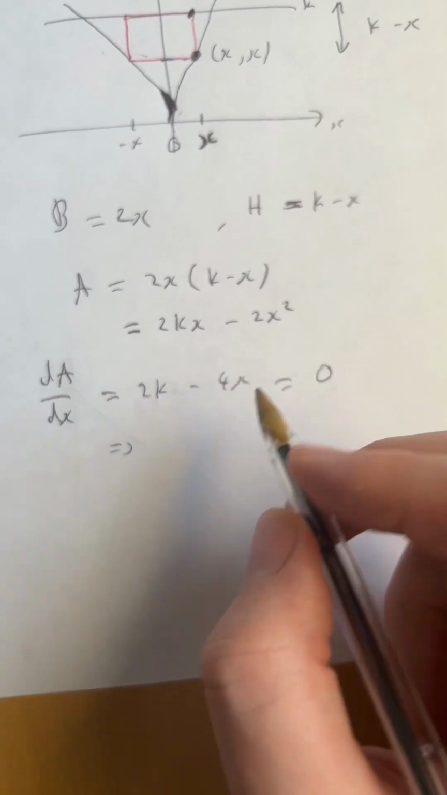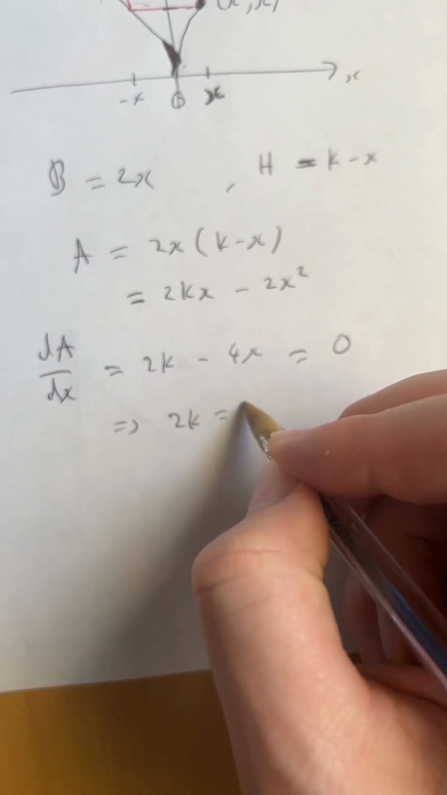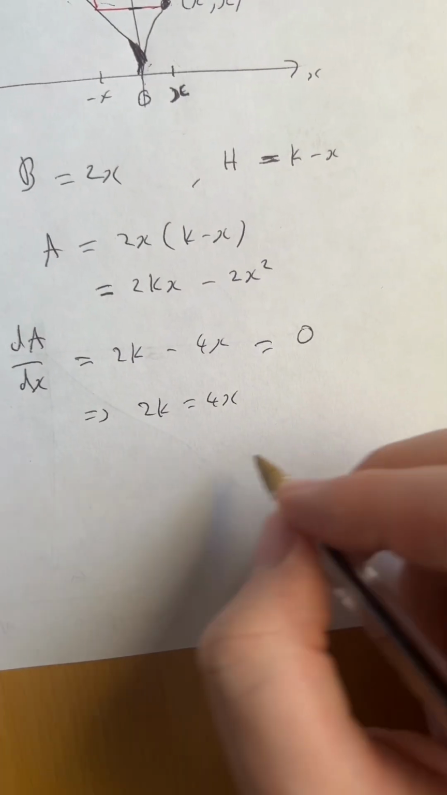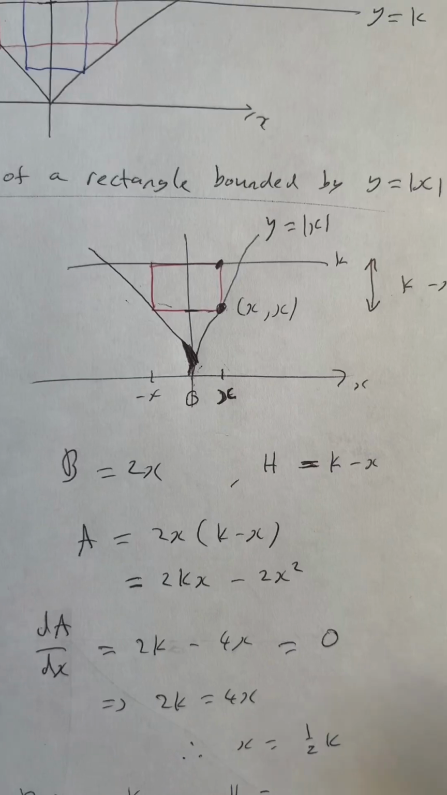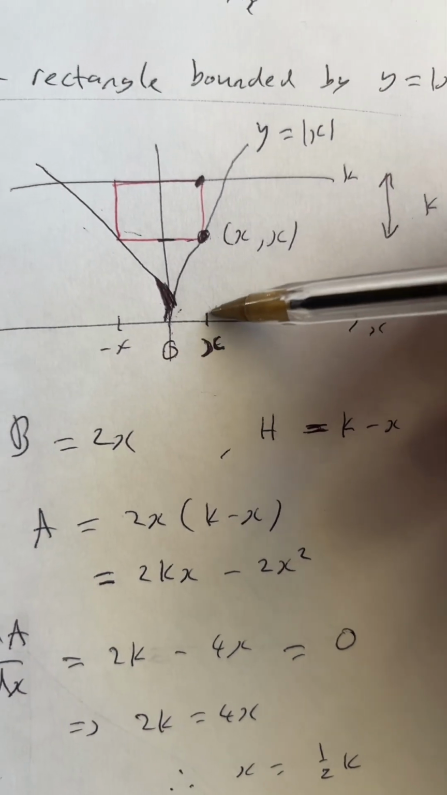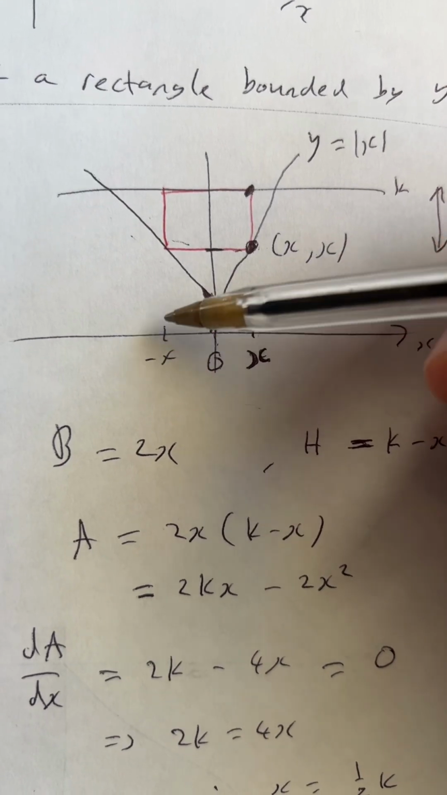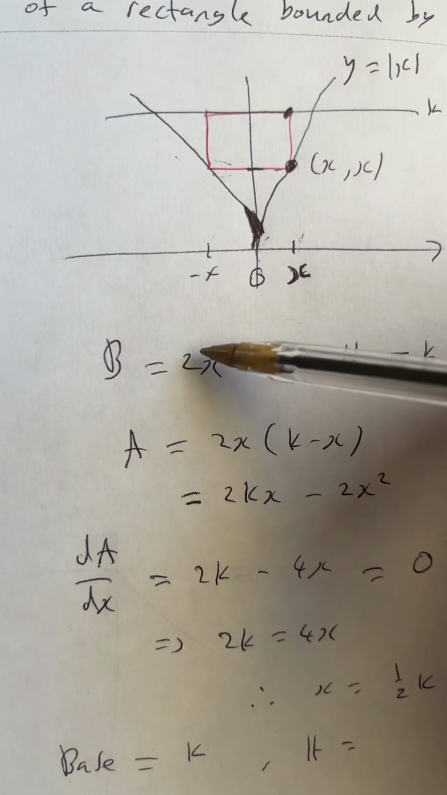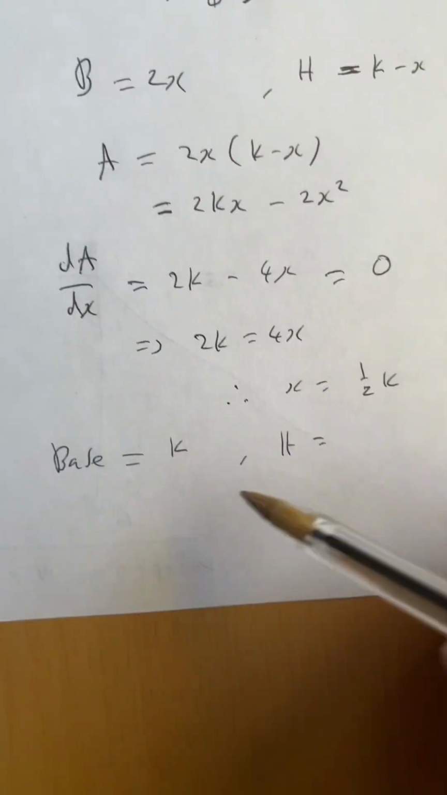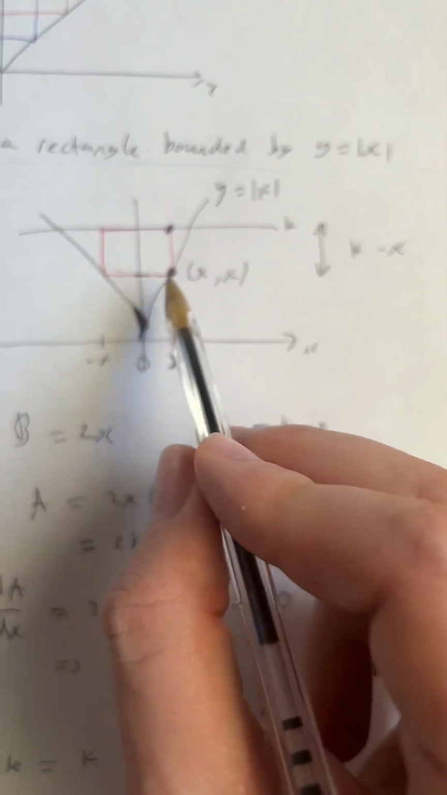When you want to find stationary points, you make your derivative equal to 0. So now you can add the 4x to both sides. You get 2k is equal to 4x. Divide both sides by 4. You're going to get that x is equal to a half k. So if x is equal to a half k, then your base is going to be k. Remember, the base is 2x, so 2 times a half k. So that base there must be k.